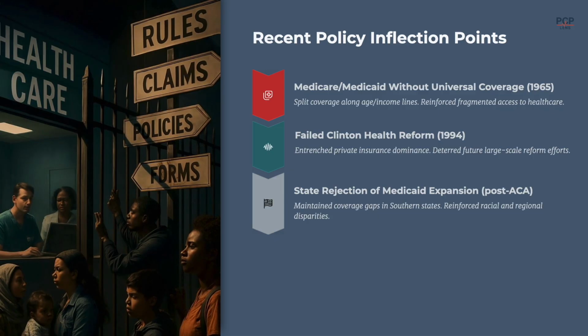In 2010, the Affordable Care Act was passed. However, several southern states rejected Medicaid expansion, maintaining coverage gaps, reinforcing racial and regional disparities. And finally, the COVID-19 pandemic exposed the fragmented public health infrastructure, leading to higher deaths in America than in other developed nations.